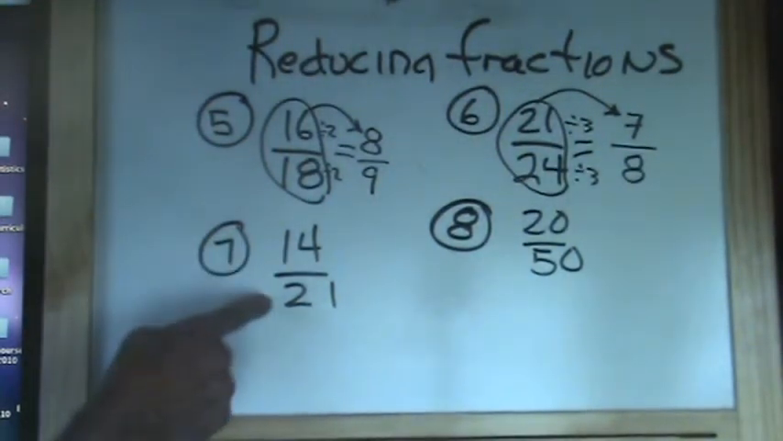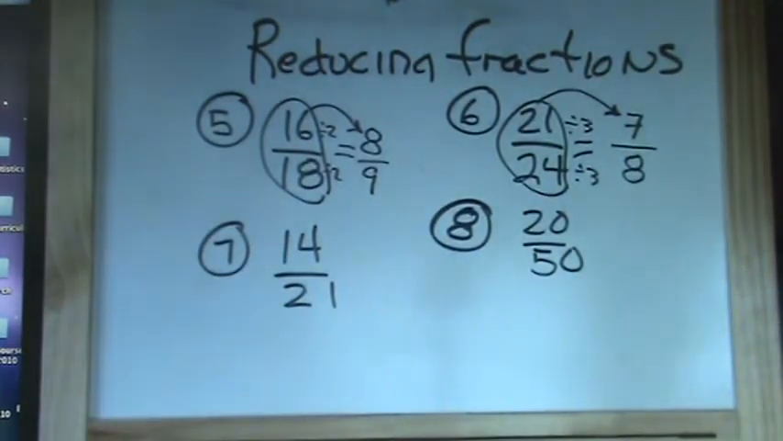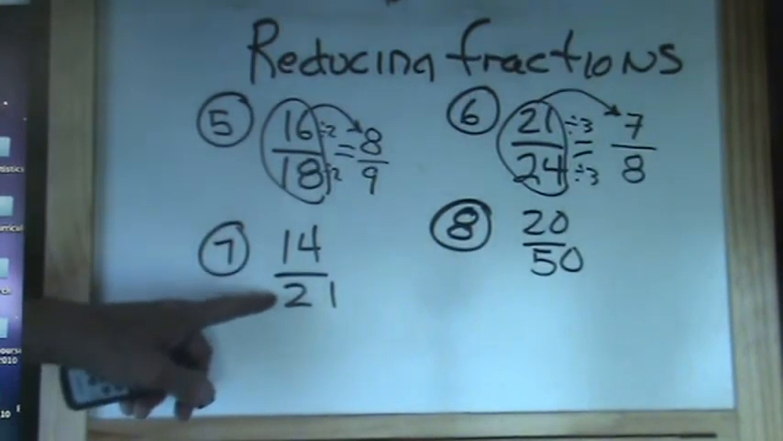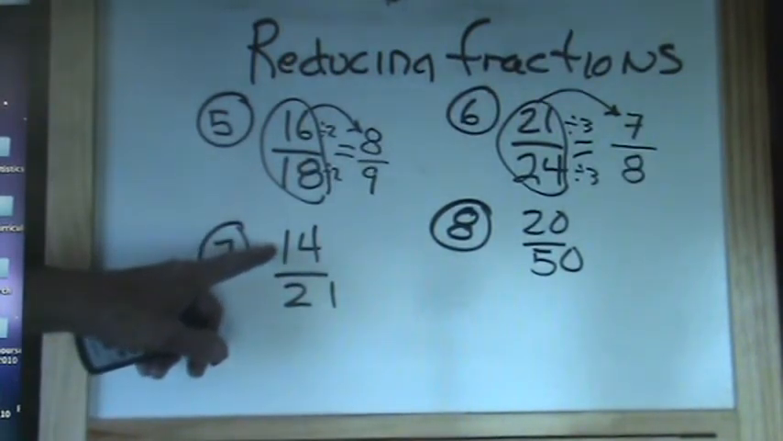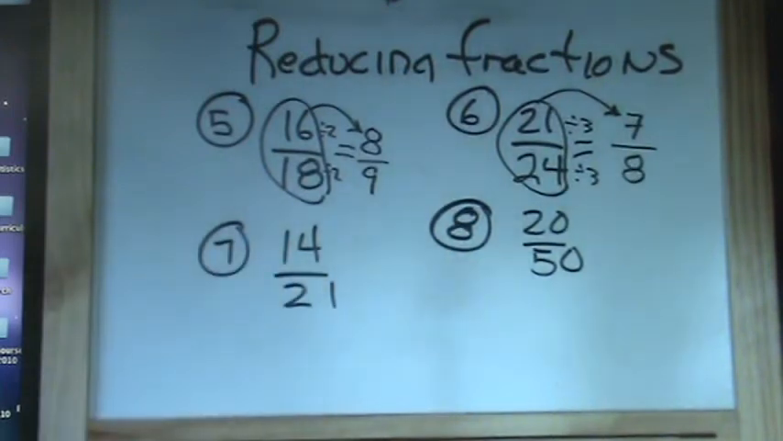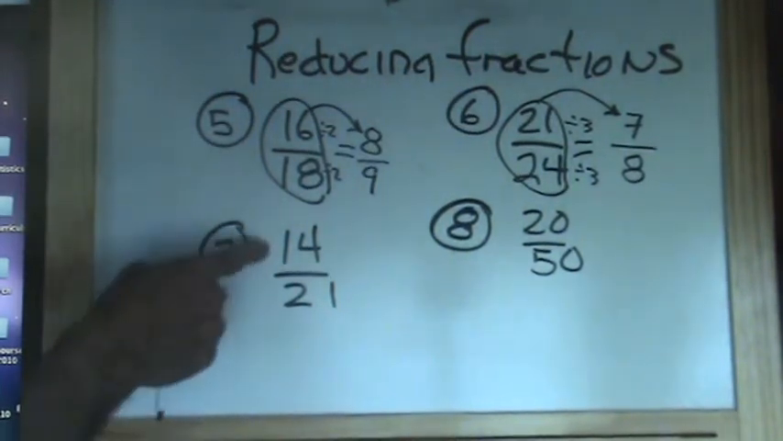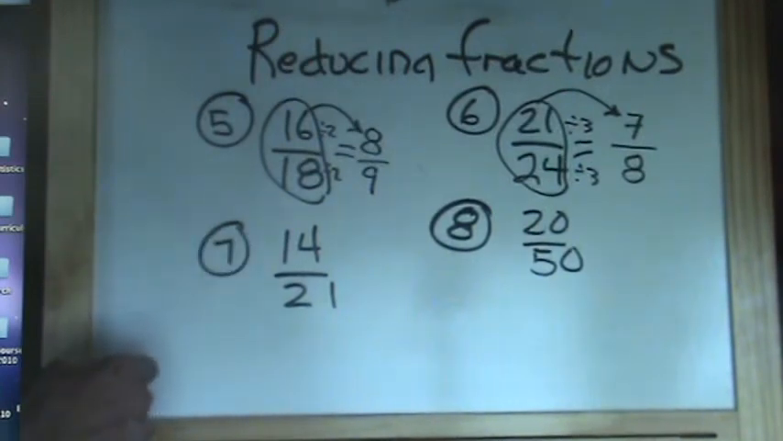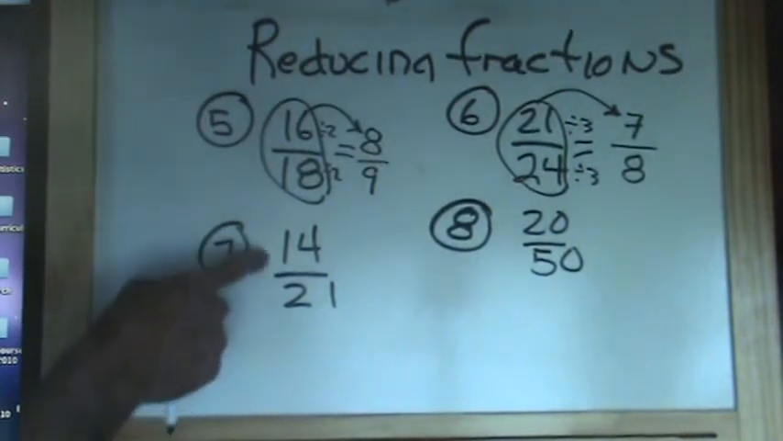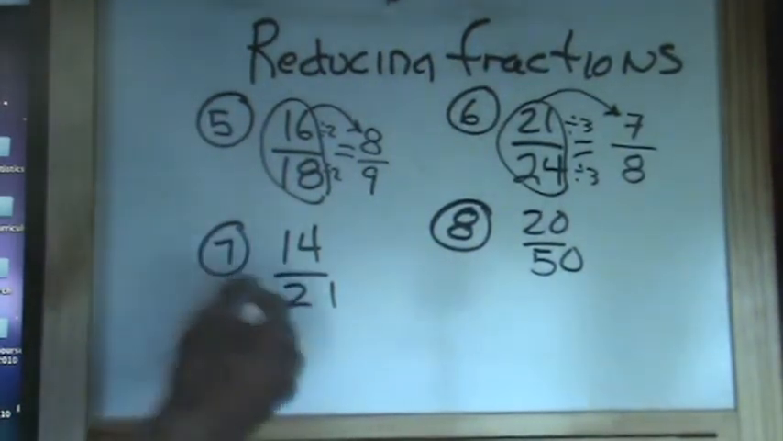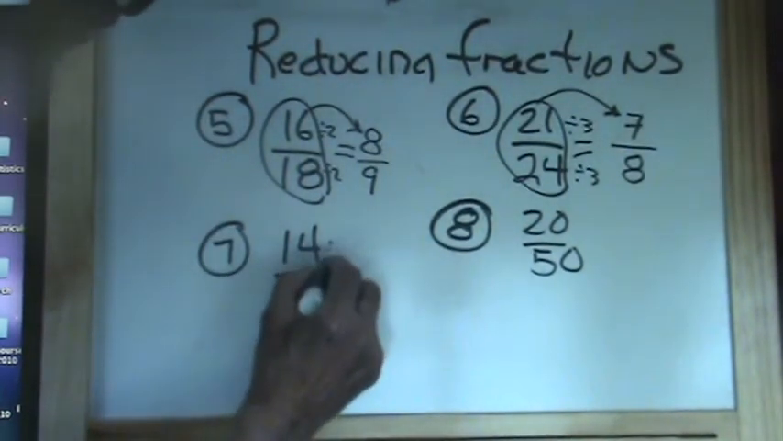All right, let's go here. 14 and 21. Well, this is even, but this is not, so we know 2 is not going to work. 3 doesn't work. Well, 3 would go into 21, but 3 won't go into 14. 4 does not go into either of them. 5 does not go into either of them. 6 does not go into either of them. But 7 goes into 14 and 7 goes into 21. So we'll divide by 7.